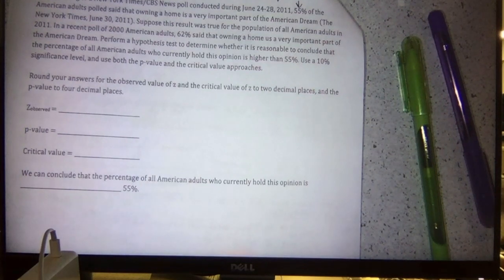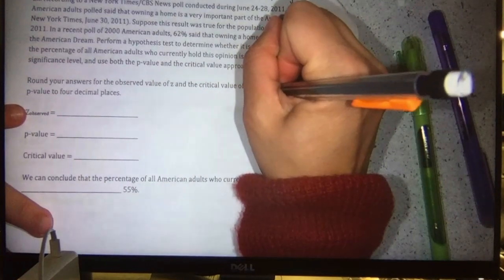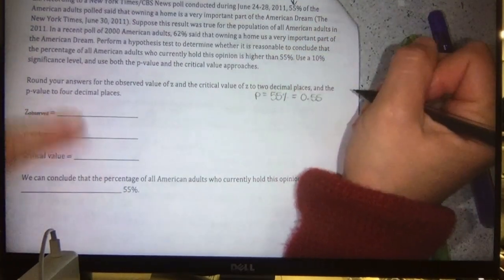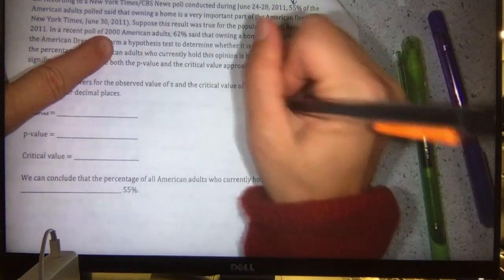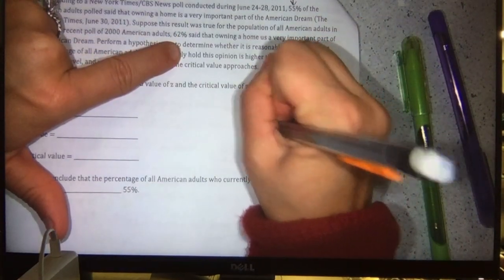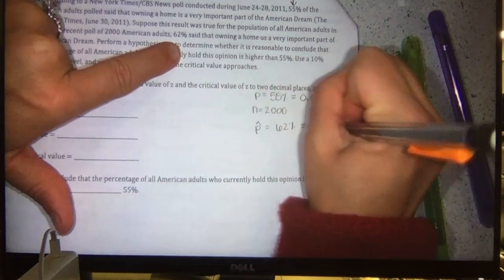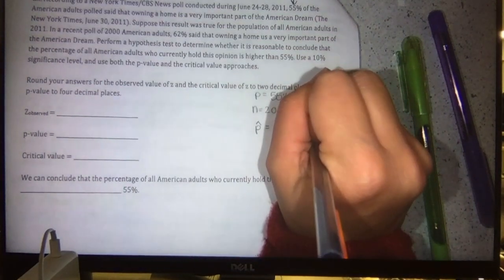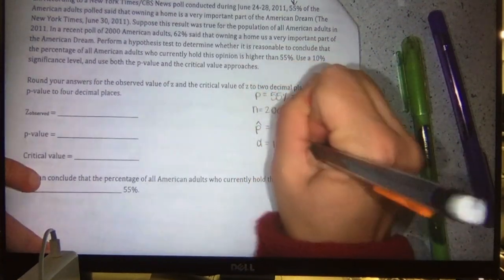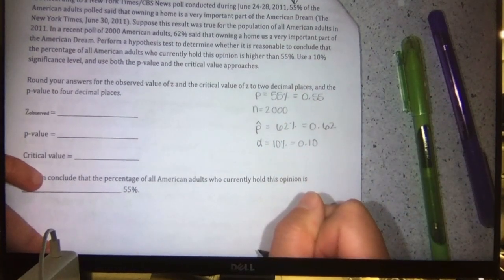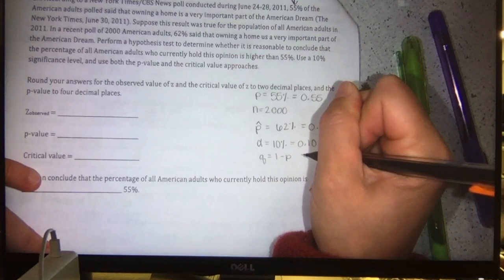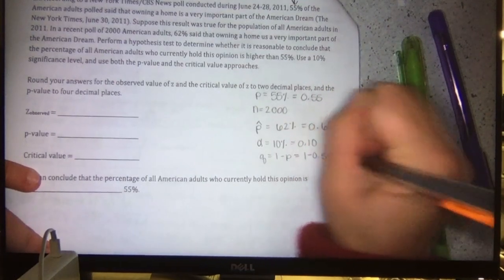Let's start. So let's see what they gave us. They gave us our p, which is like our mu, of 55%, which is 0.55. They told us n is 2,000. They told us our sample proportion, so our p hat is 62%, which is 0.62. And they told us our alpha is 10%, which is 0.10. Looking at this, we can find our q, which is 1 minus p. 1 minus 0.55, which is 0.45.